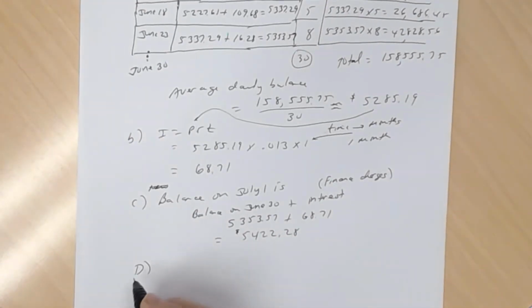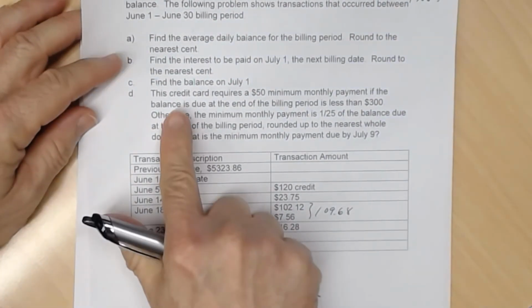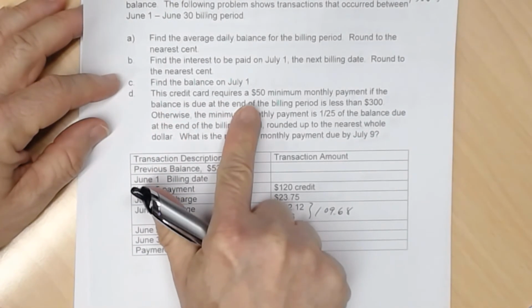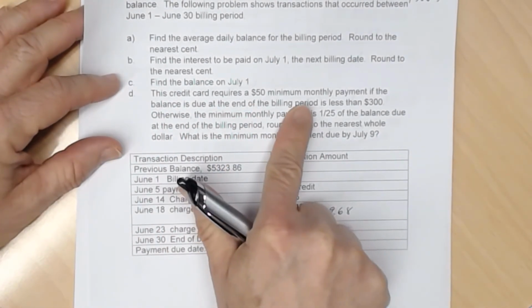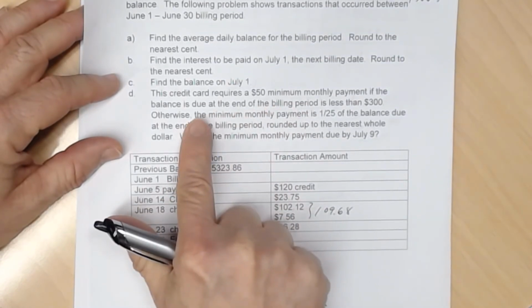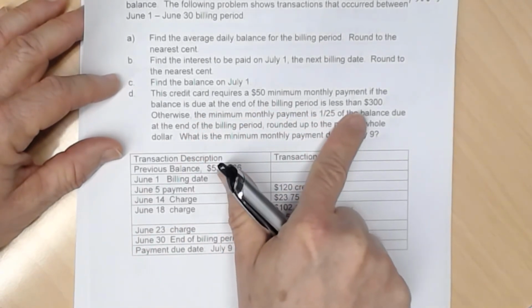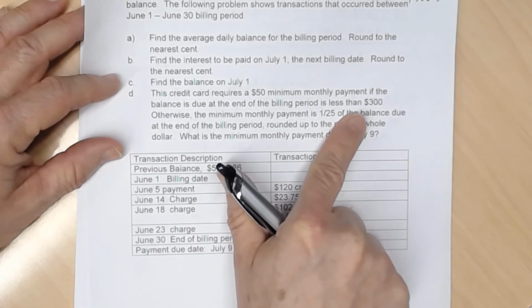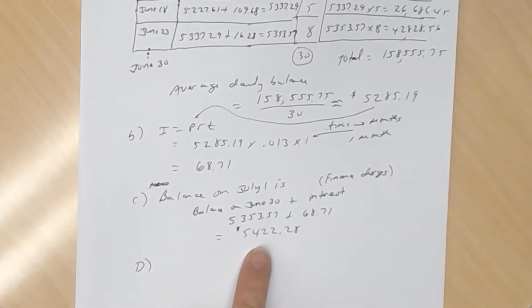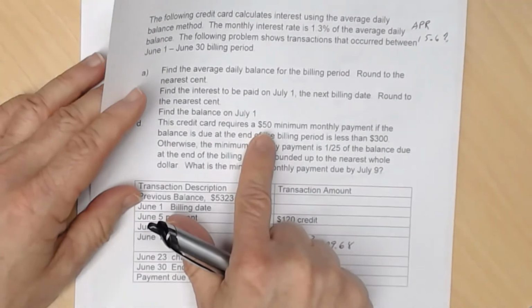All right, now listen carefully. So let's look at the problem. This credit card requires a $50 minimum payment if the balance due at the end of the billing period is less than $300. Okay, so is this less than $300? No. So is my minimum payment going to be $50? No.